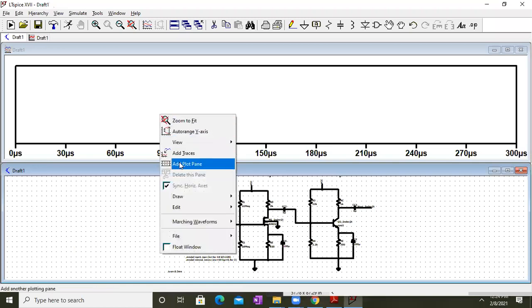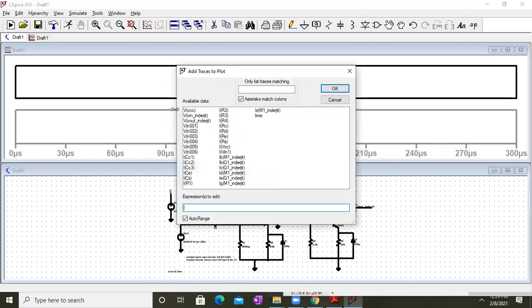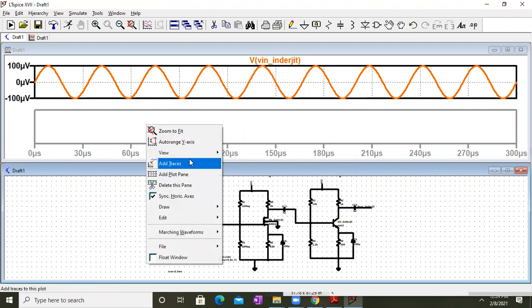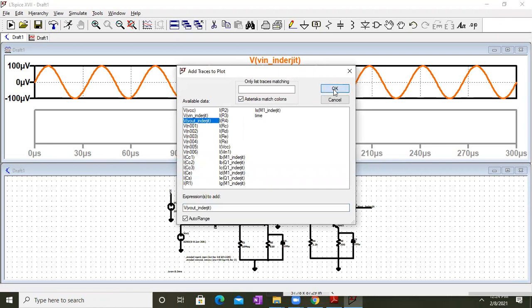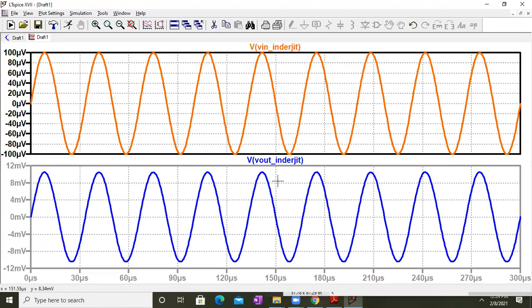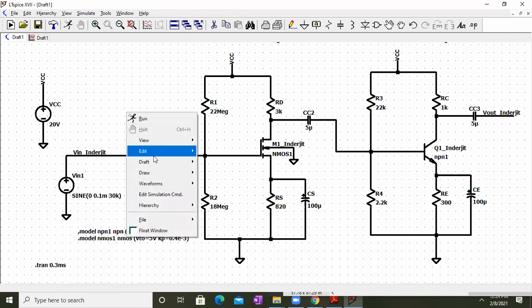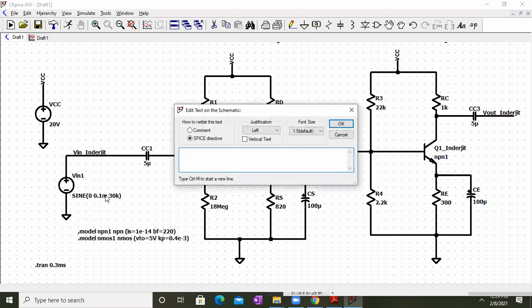So here I'll divide this into two planes. First plane I'll plot V in. So this is my V in, 0.1 millivolt peak, so it will be 0.2 millivolts peak to peak. Next, I will add trace the V out. Here I'm getting some value of V out, but over here it's slightly difficult. It's not impossible, but if you want the peak to peak value exactly accurate, we will write dot measure statements. We will write dot measure statements in the spice directive itself. So we'll right click over here and go to draft, go to spice directive, and we'll start writing the statements.